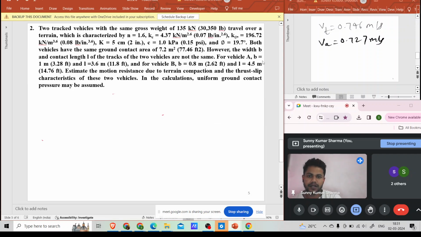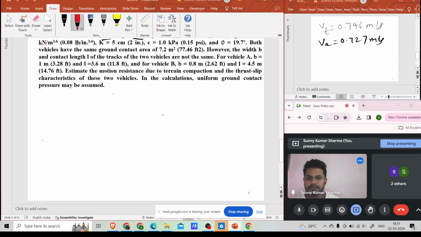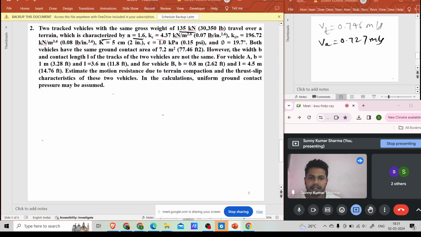So last time I told you that we will solve a question in which there will be too many concepts. So this is the question. There are two tracked vehicles for sale with the same gross weight, 135 kN per unit, and the characterization of the soil, n is 1.6. Kc and Kphi are given, K is given, C is given, phi is given. Both the vehicles have the same ground contact area of 7.2 meter square.